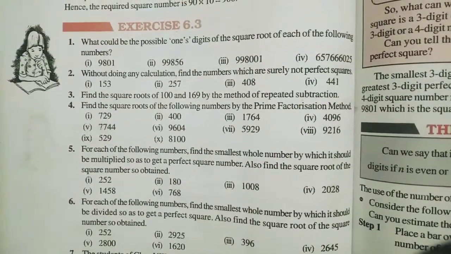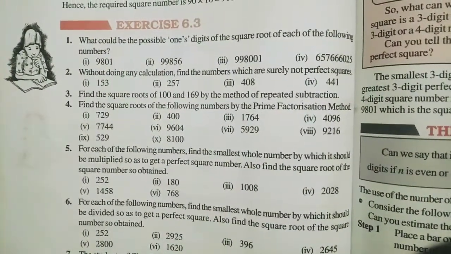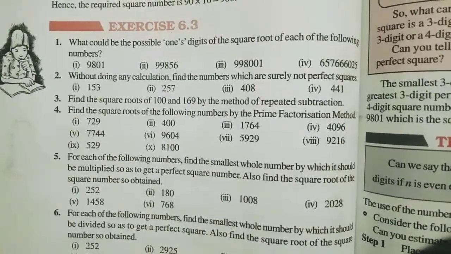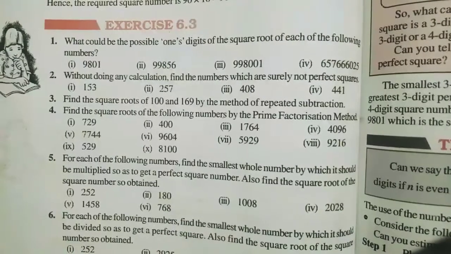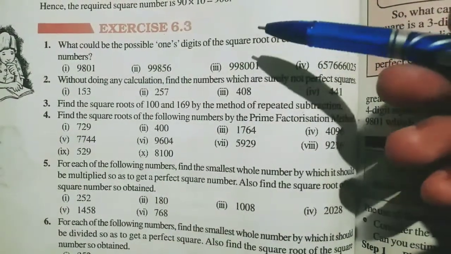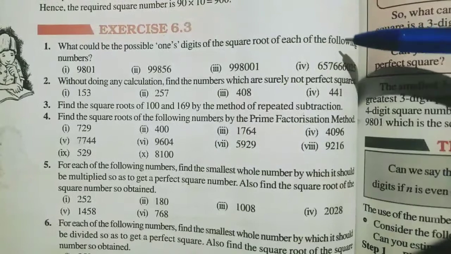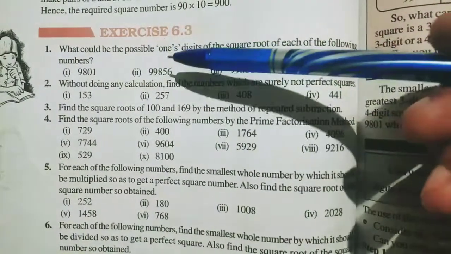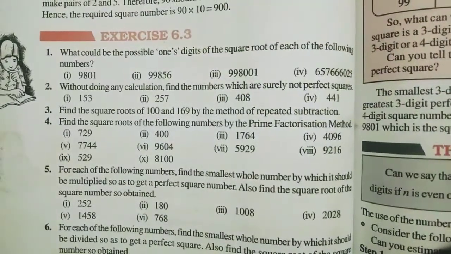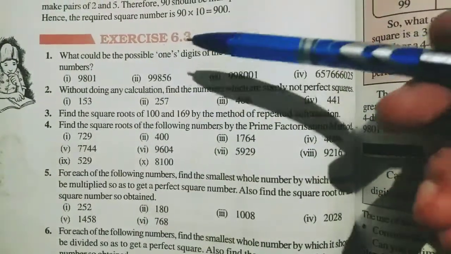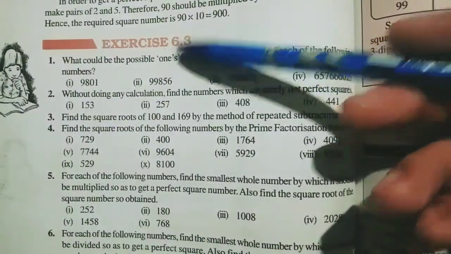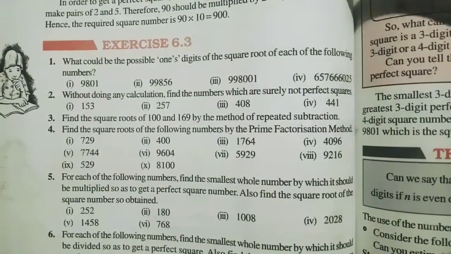So today I am going to show you exercise 6.3. Okay, so let's do question number 1. What could be the possible ones digit of the square root of each of the following numbers? Here you can see the numbers are given. When you take the square root of these numbers, what will be the unit digit of that number? You have to find this out.